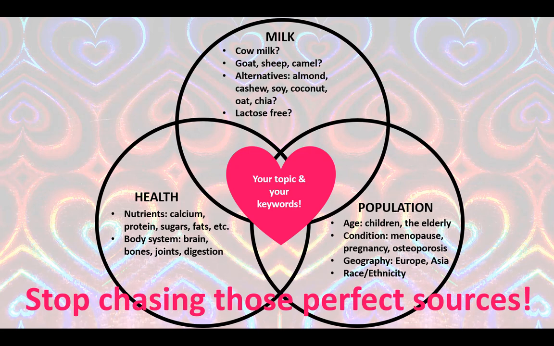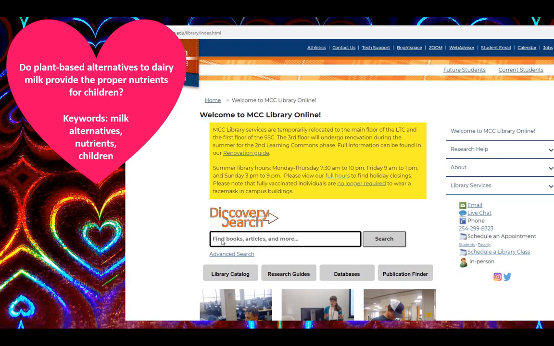So let's get back to my paper on the health benefits of milk. After doing this Venn diagram, I have decided that I want to investigate this question. Do plant-based alternatives to dairy provide the proper nutrients for children? My keywords will be the most important words in this sentence. I'll go with milk alternatives, nutrients, and children. This is just a starting point. Depending on what I find, I may need to adjust my questions and my keywords.